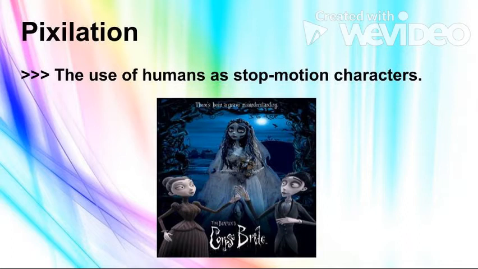Next, we have pixelation. So this involves the use of live humans as stop motion characters. Can you see that one? Yeah, it looks like humans, but they're stop motion characters, okay? So the best examples, we have The Secret Adventures of Tom Thumb and Angry Kid. So those are examples.